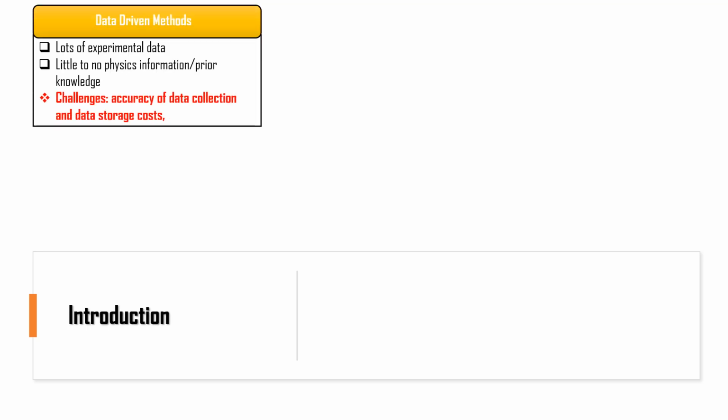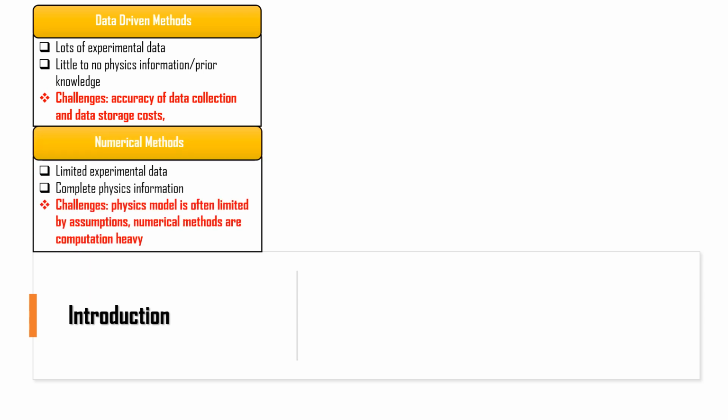There are two major ways of simulating the behavior of physical systems: data driven and numerical. In data driven methods, we start with no prior knowledge of the system and try to infer its behavior by collecting lots of data. Whereas in numerical methods, we usually start with a prior model and limited data. We evolve the available data as time passes according to the model.